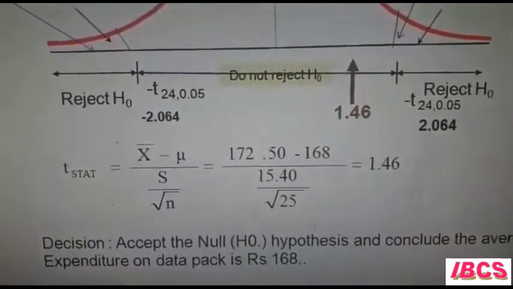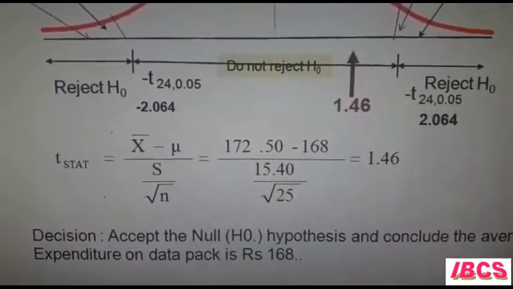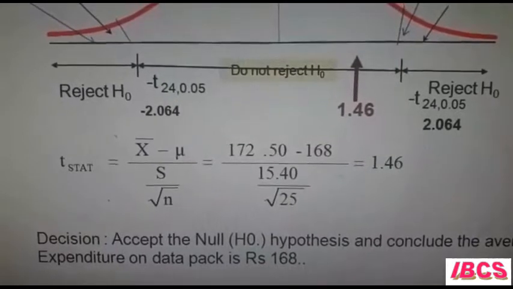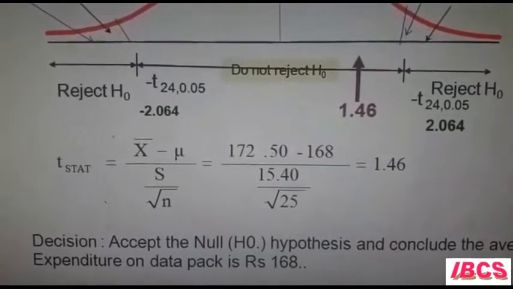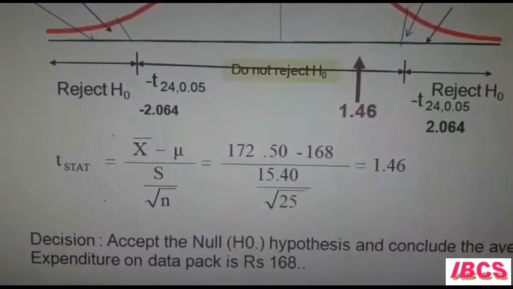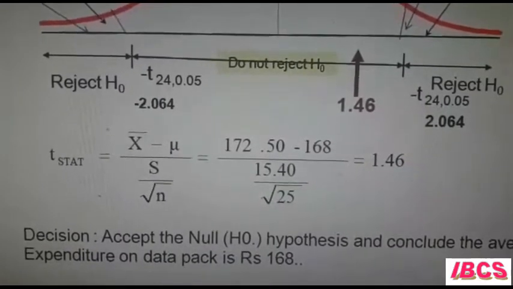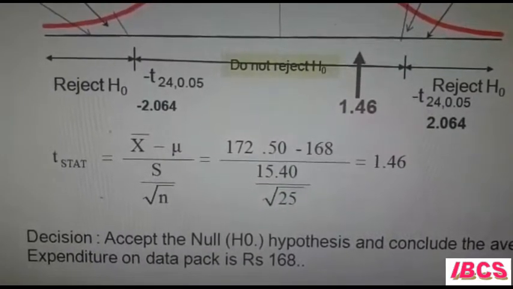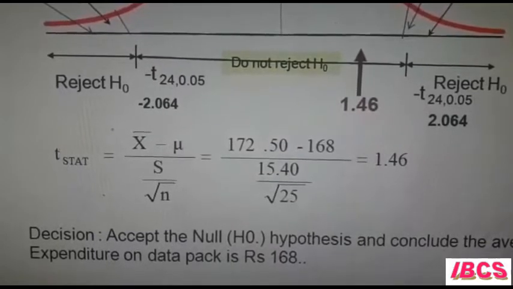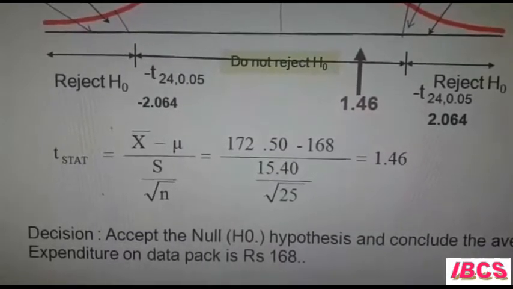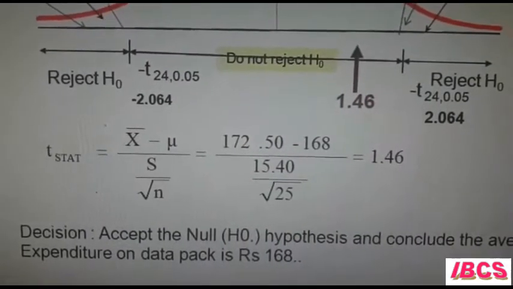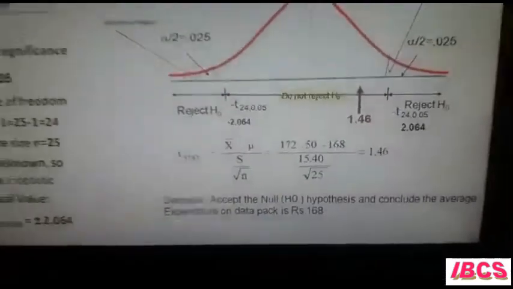So this is the formula, x bar minus mu divided by S over root n. S is the sample standard deviation. X bar is the sample mean, that is 172.50, minus mu, the population mean, that is 168, divided by 15.40, the sample standard deviation, over root 25, which comes to the figure of 1.46.